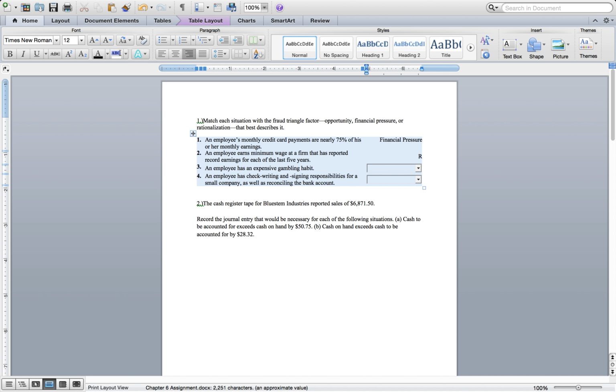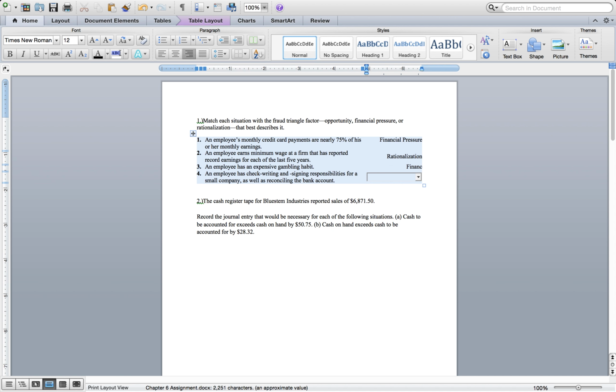This one's going to be rationalization. An employee could feel rationalization to commit a fraud. They rationalize in their minds that it's okay to steal because, well, the firm's made record profits. Next one. An employee has an expensive gambling habit. This will also be financial pressure, because an employee feels financial pressure to commit a fraud because they have an expensive gambling habit.